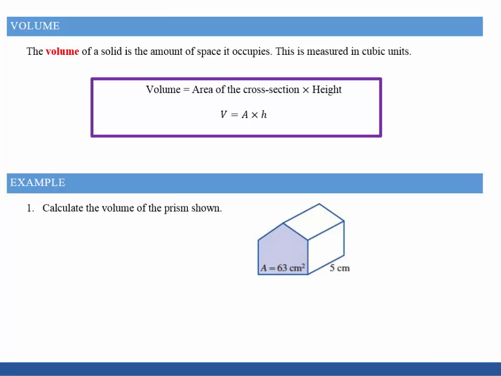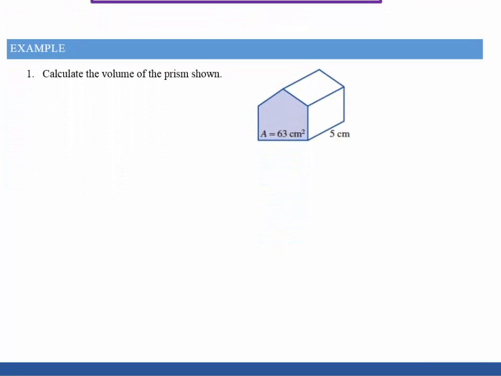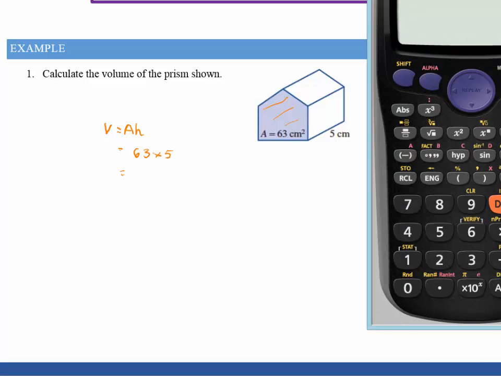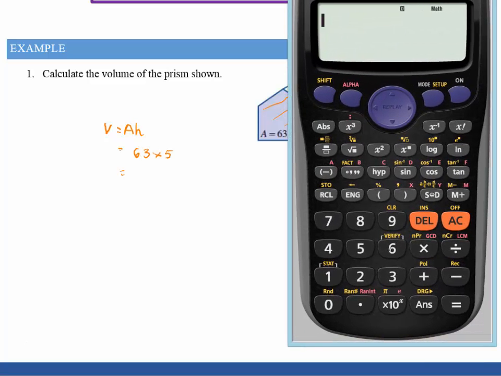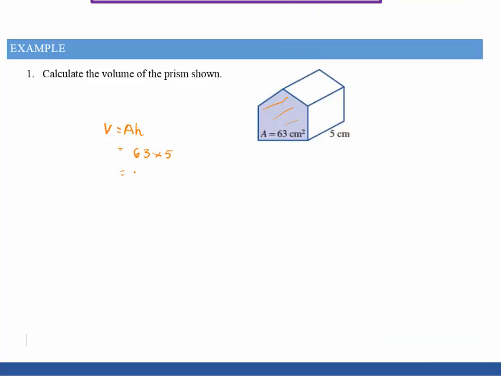So if we look at our first example here, I have: calculate the volume of the prism shown. Well, to work it out, you're all going to write down volume equals the area of the cross-section times the height. And in this case, you can see that the area of this cross-section has been given to us. So it's 63 times 5. And I'm sure if we get out our calculators, we might be able to come up with an answer to that. 63 times 5, and we get 315, so it's 315, in this case, centimeters cubed.